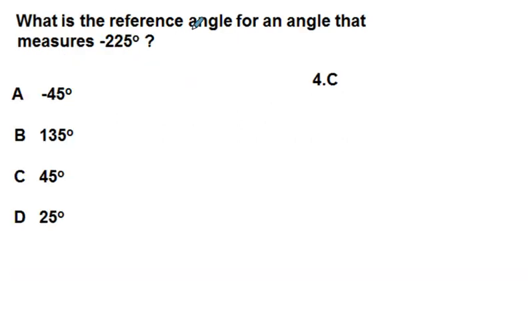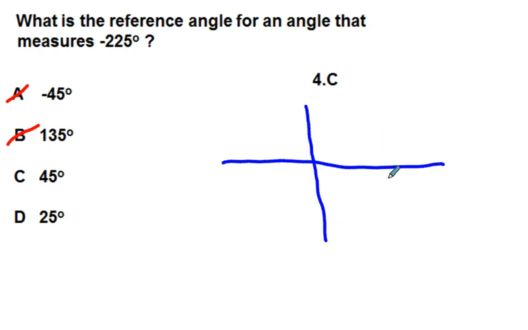Okay, next. What is the reference angle for an angle that measures negative 225 degrees? You can't have a negative reference angle, nor can you have one greater than 90 degrees. So here we are. It's going to be between one of those two. So if you go negative 225 degrees, it's going to be like this. Negative 90, negative 180, negative 225 degrees. So it's going to be right here.